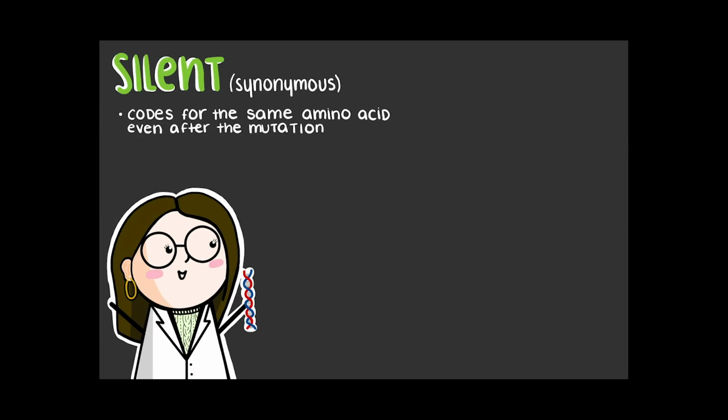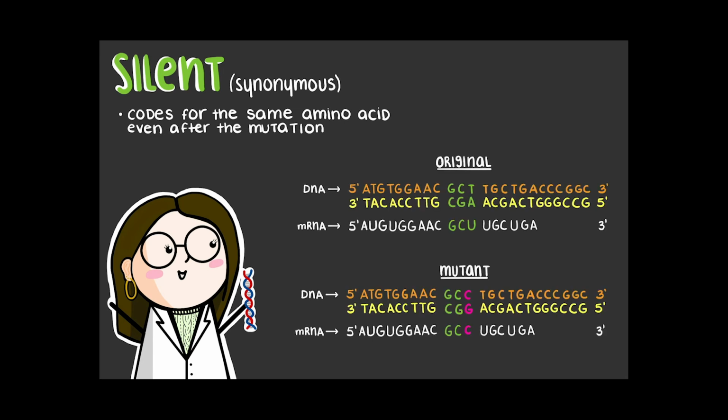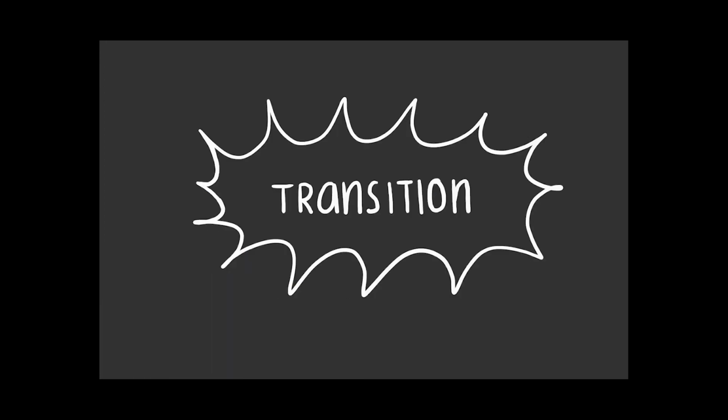Next, we have the silent effect. Here, the protein codes for the same amino acid even after the mutation has occurred. In this example, we see how GCT changes into GCC, giving us CGG and GCC, which then codes for alanine. As you can see, this is still the same amino acid as the original codon. This indicates a transition since a pyrimidine changes into a pyrimidine.